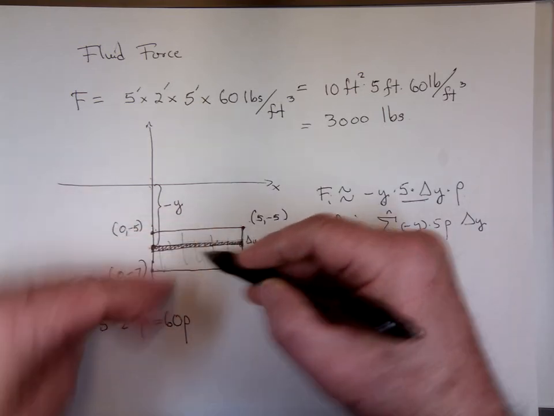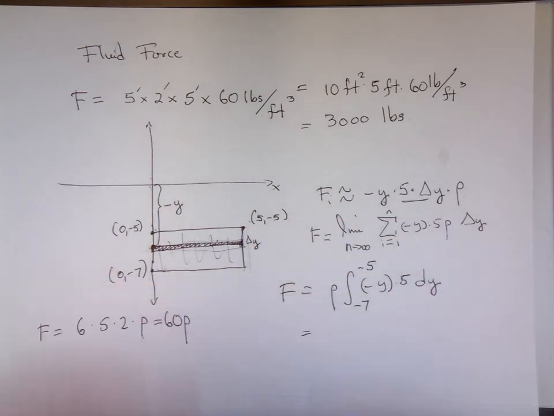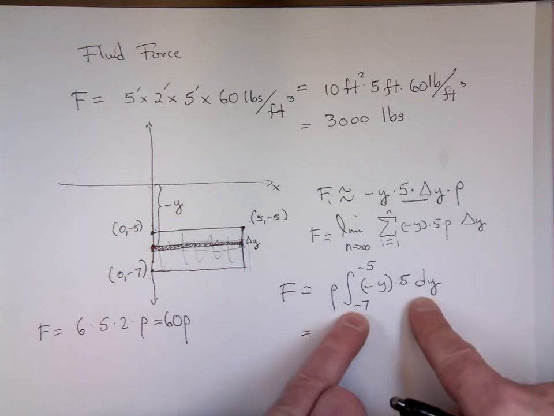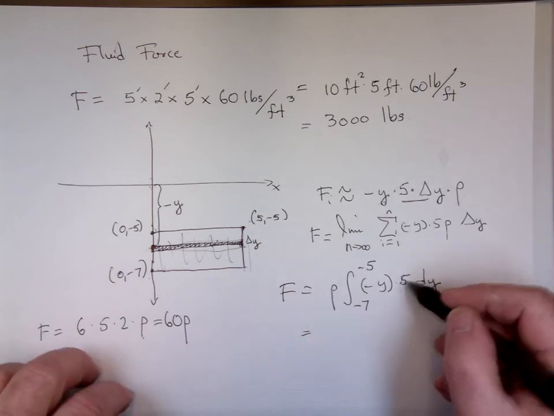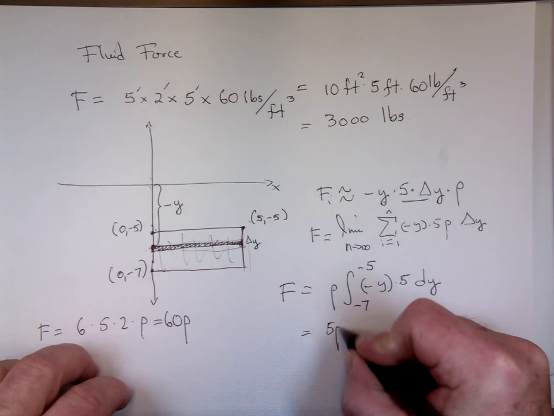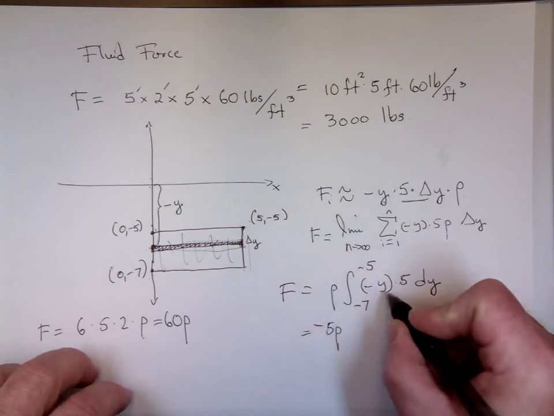And if I do that, I can find the force on that horizontal oriented table by taking its area times its depth times the density, which is what I did in the very beginning. And I get 60 rho. Now, when I do this integral, let's see what happens. I can take the 5 out front and get a 5 rho. I can take a negative out. I get the integral of y, which is y squared over 2, from negative 7 to negative 5.